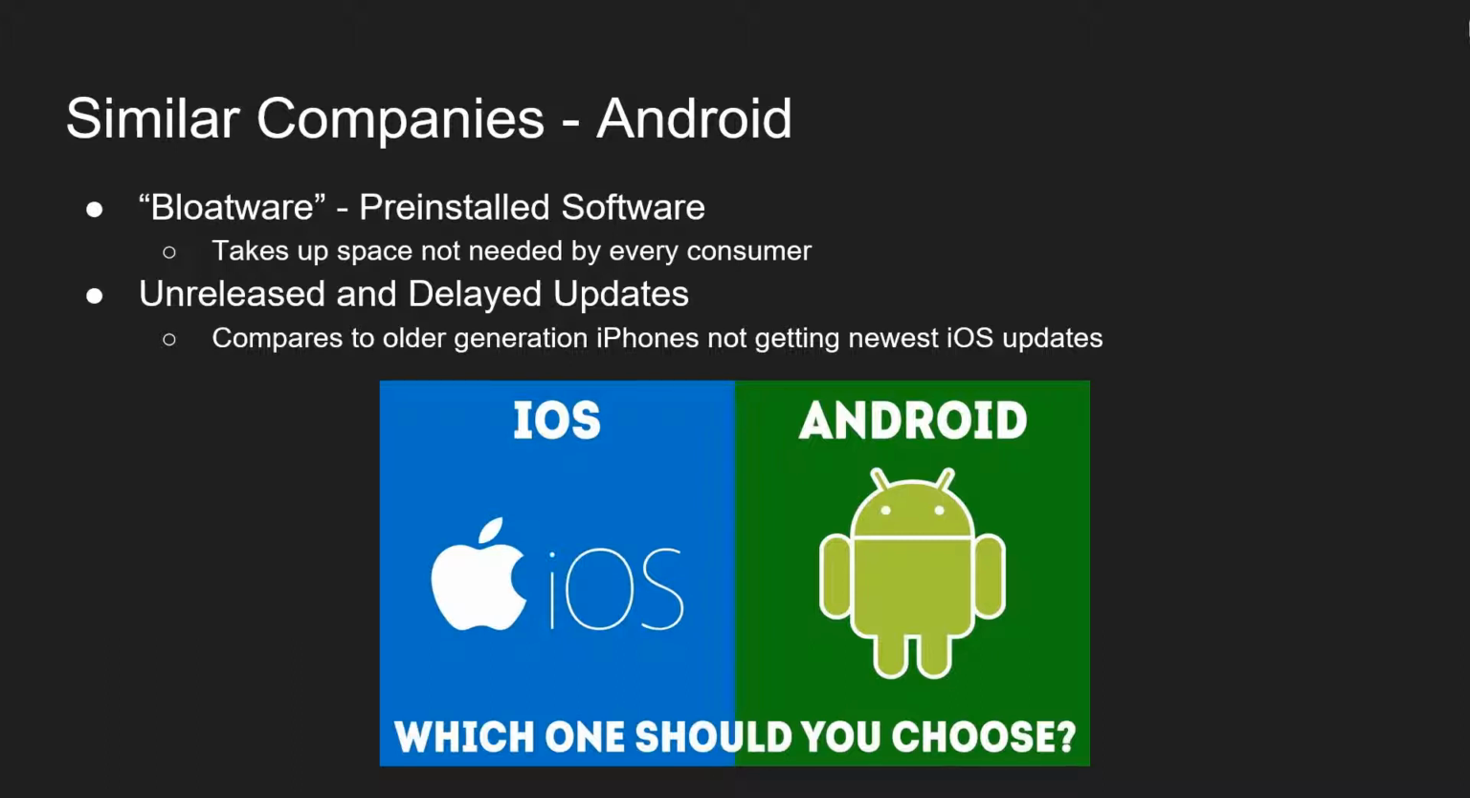Another problem Android users face is unreleased and delayed updates. Manufacturers build custom versions of Android for each phone sold, thus long waits for updates or not getting them at all. This also relates to Apple, as the older version of iPhones do not always get the newest updates because they are considered too old.